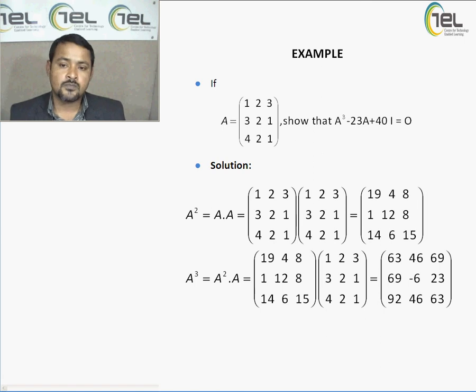Then we find A cube, which is A square, which we got in the first multiplication, multiplied by A. A square, 19, 4, 8, 1, 12, 8, 14, 6, 15, multiplied by 1, 2, 3, 3, 2, 1 and 4, 2, 1. We get 63, 46, 69, 69, minus 6 and 23, 92, 46 and 63. We get a 3 into 3 matrix.